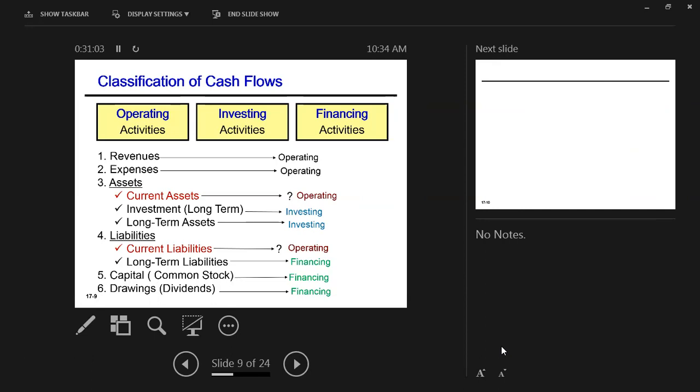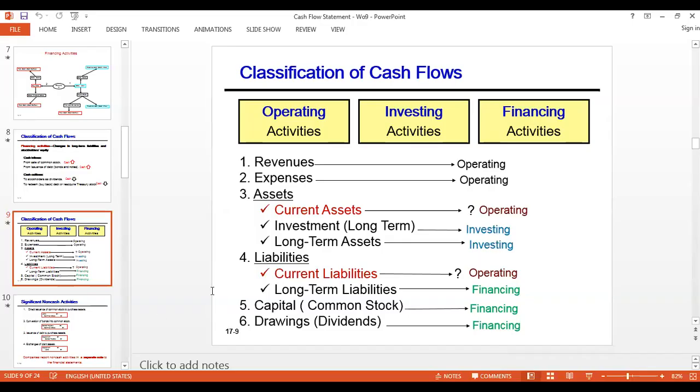The theory is current assets are indirectly related with revenue account, and current liabilities are indirectly related with expense account. This is the accounting concept you should know. Every current asset is indirectly related with revenues account, and every current liability is indirectly related with expense account. So as they are indirectly related with revenue and expense, it should go under operating activity. So let me explain one or two examples.